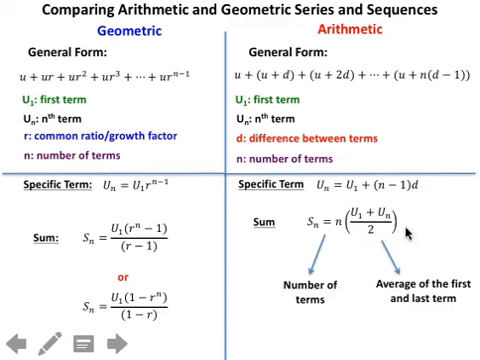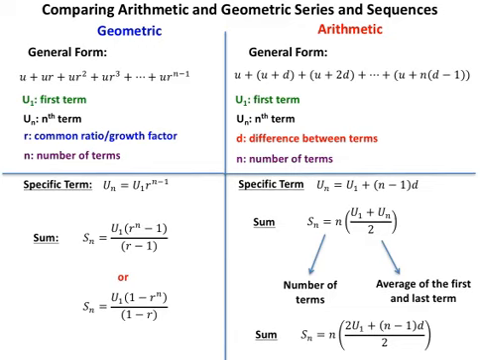Now sometimes we won't have our last term, and when we don't have our last term, we have another formula here. This formula simply gets rid of the u subscript n and instead replaces it with the formula we used to find that. So in this case, if you don't have u subscript n but instead know the common difference and our first term, we can still find the sum of the series.